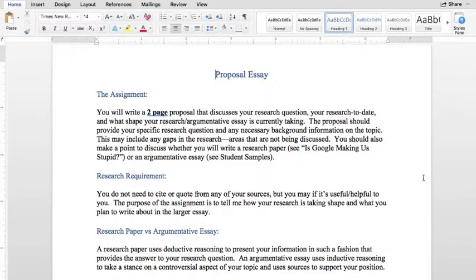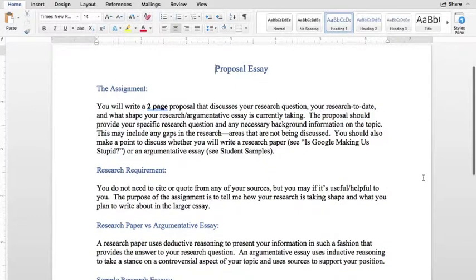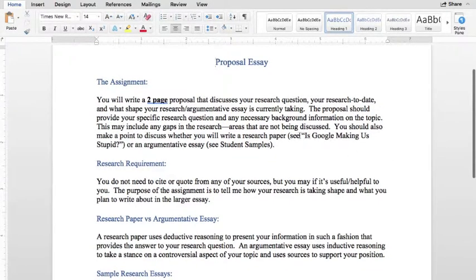Also, you should let me know whether you're going to write a research paper or an argumentative essay. And I'm going to talk about the differences here between those two, but I have some samples here this week and next week that you can look at. So there's the Is Google Making Us Stupid, which is an article from The Atlantic. Basically, that's a research paper, a research essay.